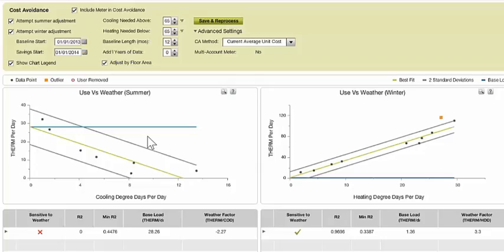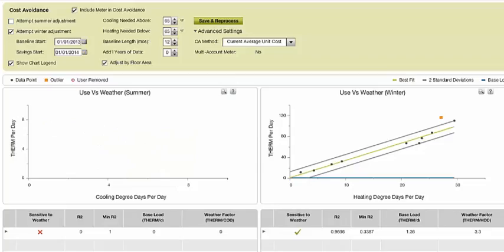Now, the first thing that I see when I look at these charts is that this gas meter clearly has no summer weather dependency. So I'm just going to turn off attempt summer adjustment. There's no reason to even attempt it, to waste processing time, because it's a gas meter and I'm not using it to cool the building. So I'm just going to turn that off. Now I'm going to turn my attention to the winter.